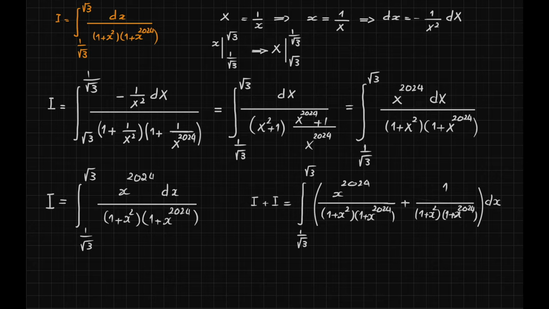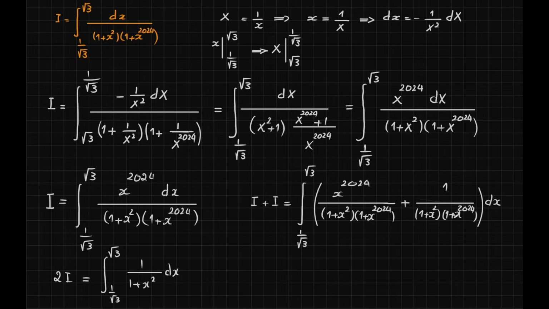On the left side, I plus I is nothing except 2I, but now something very interesting happens. The denominators are the same, so I have to add the numerators. When I add the numerators, it becomes 1 plus x to the power of 2024, which will cancel this term in the common denominator. So I will be left with the integral from 1 over square root of 3 to square root of 3 of 1 over 1 plus x squared dx.